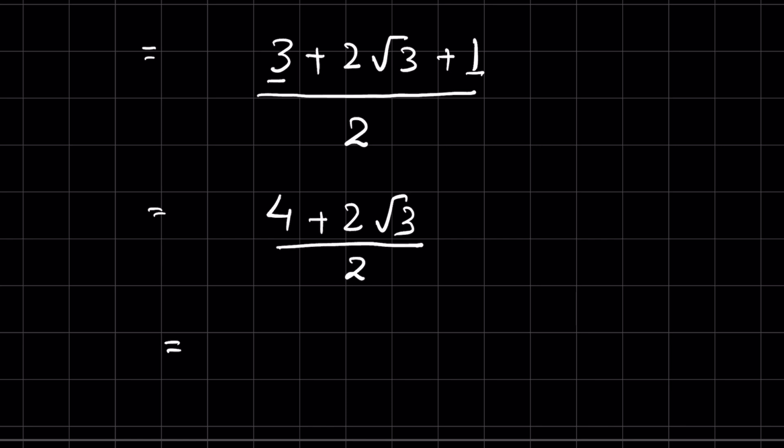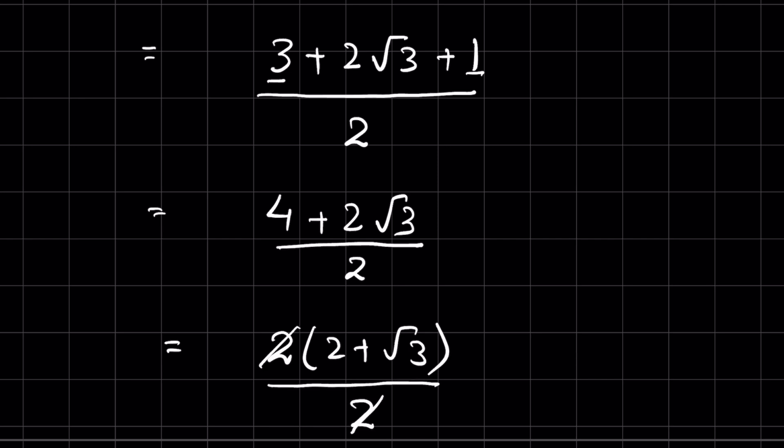Now take 2 common in the numerator. It will be 2 plus √3 upon 2. Now cancel this 2 and this 2. So the answer is 2 plus √3.